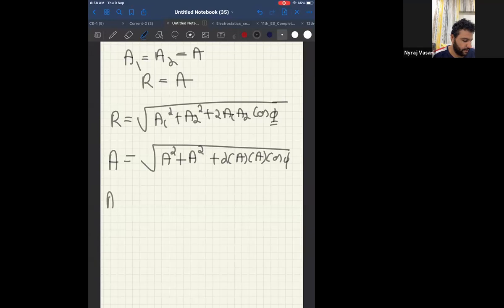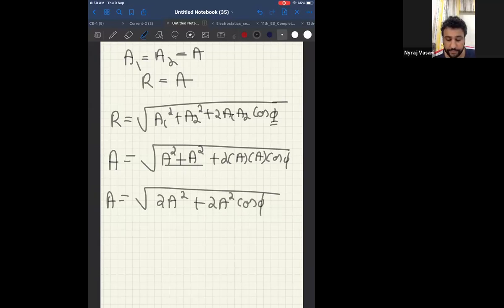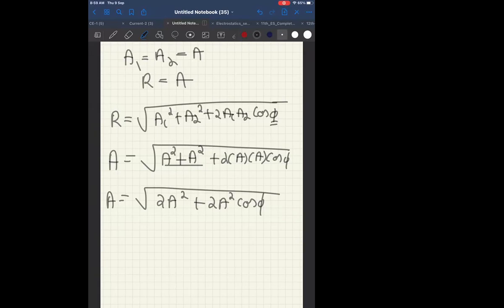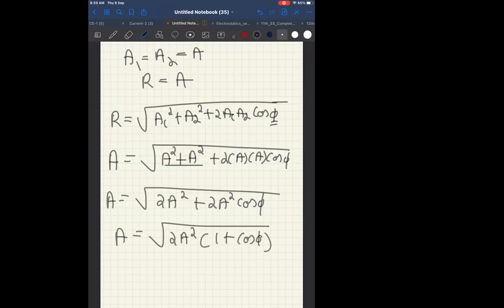Therefore, A is equal to square root of A square plus A square, which is 2A square, plus 2A square cos phi. Till here everything is clear? Yes. Or A is equal to square root of 2A square into 1 plus cos phi. Yes. Continue.